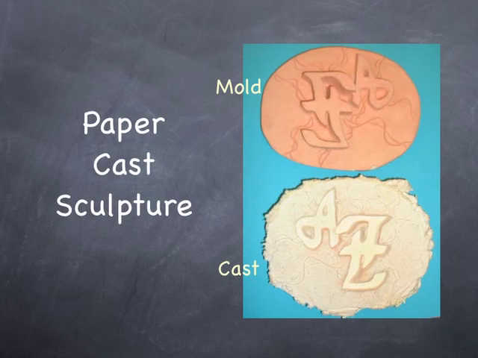This is an example of a paper cast. So paper can actually be cast, and the mold itself was a piece of fired clay. And when you do paper casting, you would use paper pulp.